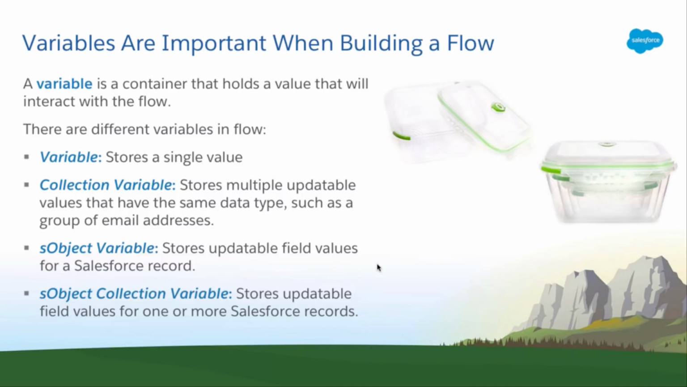There are 4 different variables. There's a variable that holds a single value. A collection variable holds multiple updated values of the same data type, such as a group of email addresses. An S-object variable brings back a whole entire Salesforce record and all the fields associated with it so that you can use it. And an S-object collection variable brings back 1 or more Salesforce records. All the fields are available for use.